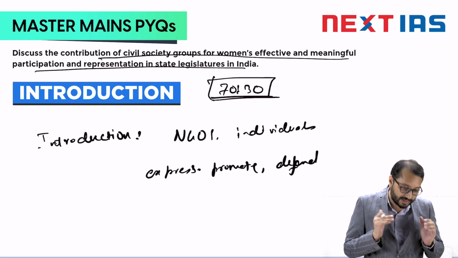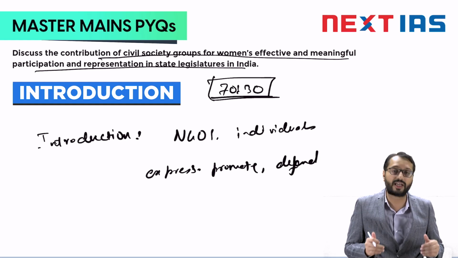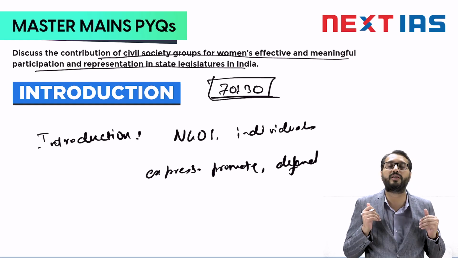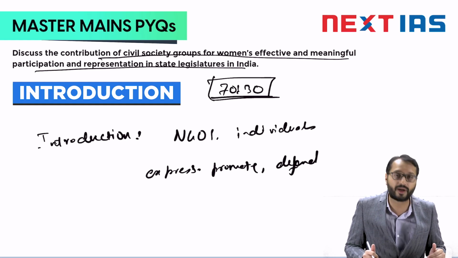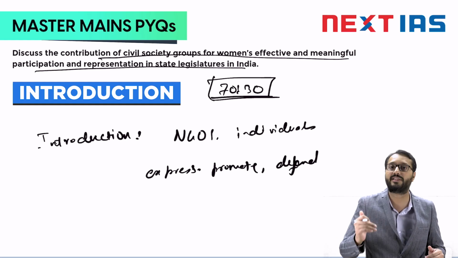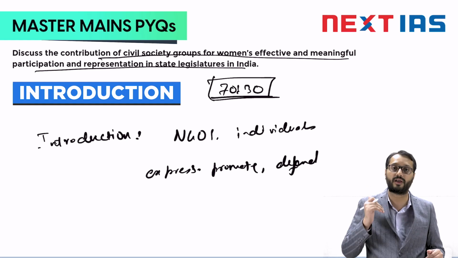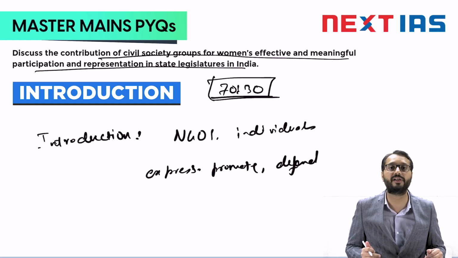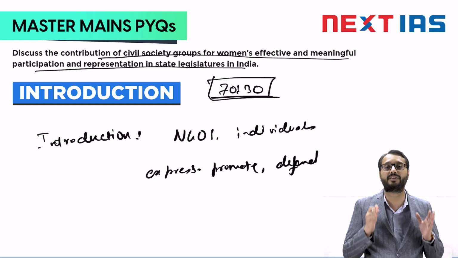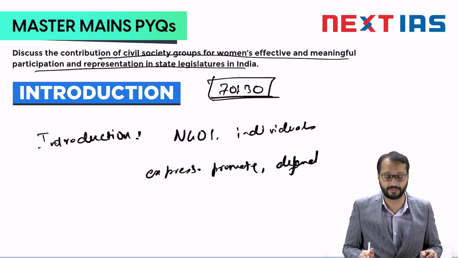Now, as far as the role of civil society in women's political participation is concerned, they have worked immensely to ensure meaningful participation for women in the political arena, and in particular the state legislatures. How have they done it? They have provided grounds for training. They have ensured that resources are made available to women and that capacity development is done. This is the idea that you need to summarize in the introduction.